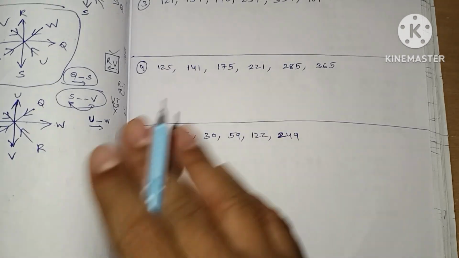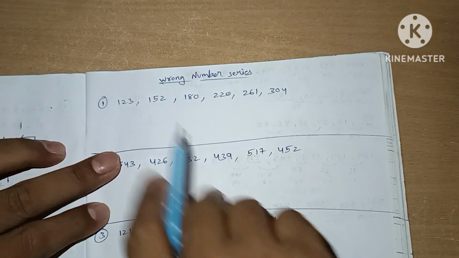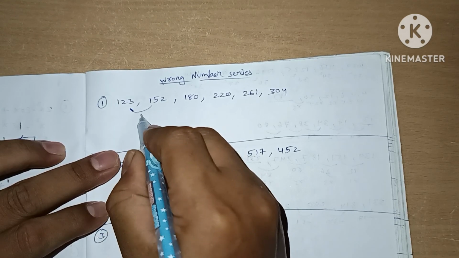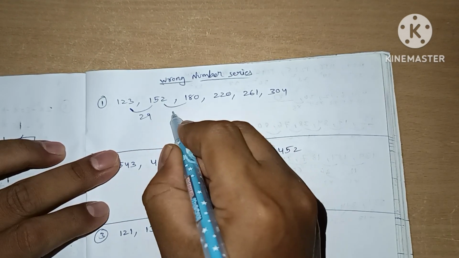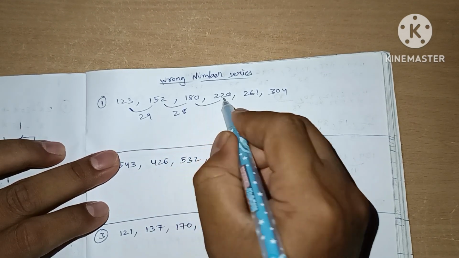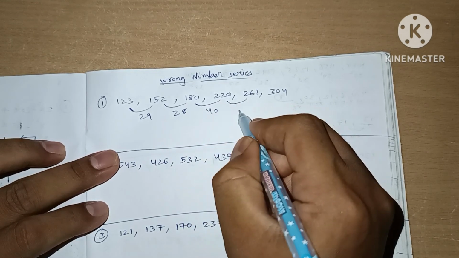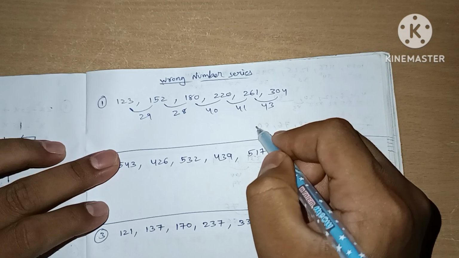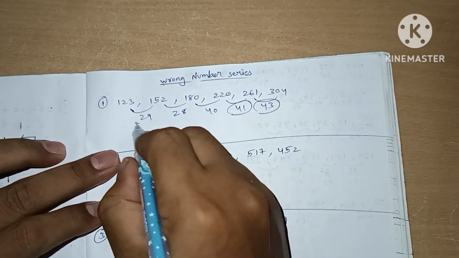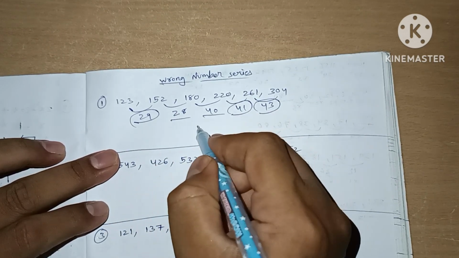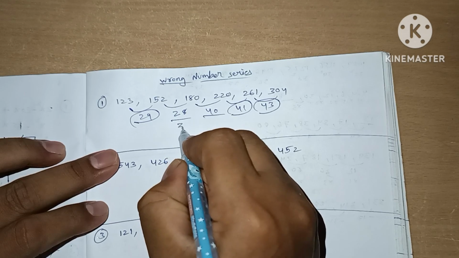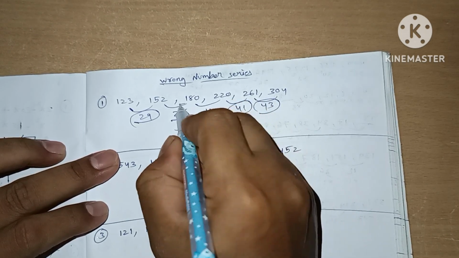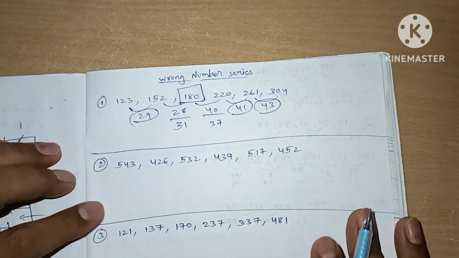Now we are going to see wrong number series. First question. First we will go with the differences. Here the difference is 29. Here the difference is 28. Here the difference is 40. Here the difference is 41. Here the difference is 3 and 4. I know these numbers are prime numbers, but these are not. So here the prime number must be 31, and here the prime number must be 37. So wrong number must be this one. 180 is our wrong number.